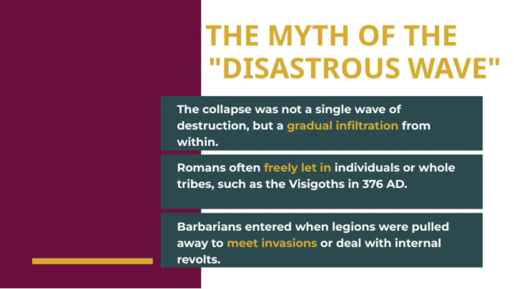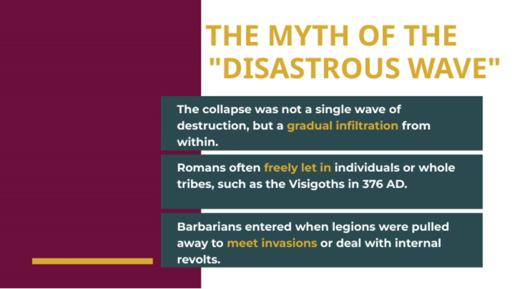So, what really happened during the fall of the Roman Empire? Well, it's important to understand that the entry of the so-called barbarians wasn't just a sudden, catastrophic wave. Instead, it often occurred when Roman legions were pulled away to deal with invasions elsewhere or internal revolts. This created openings, vulnerabilities that these groups exploited.